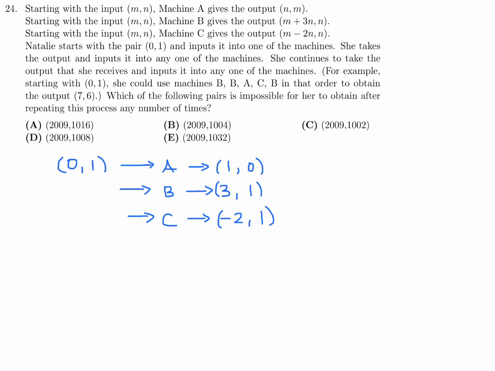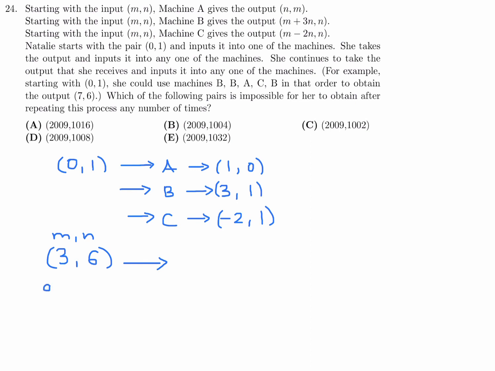So what I'm going to do is choose something else. You can choose anything, and it should work for anything of what I'm trying to show. I'm going to choose 3, 6 for my initial m, n. And let's see what happens.